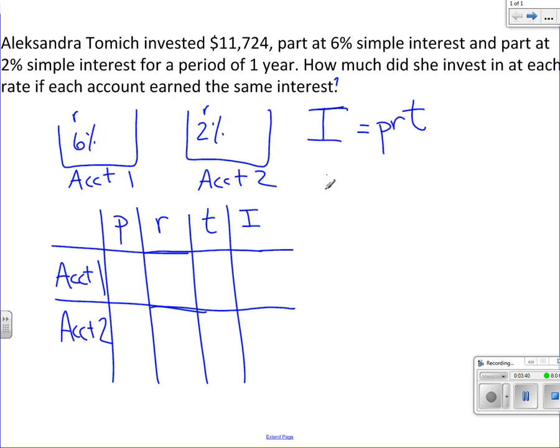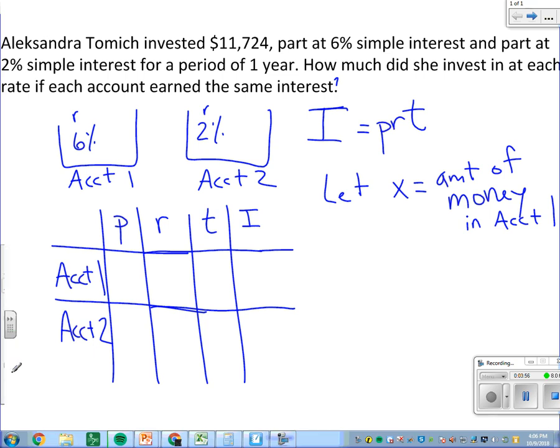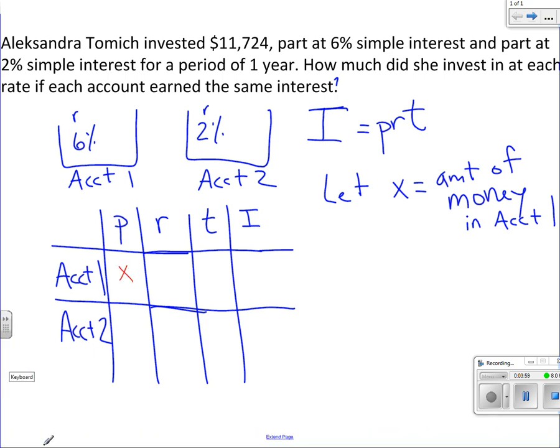So I would say, all right, no big deal. Let X equal the money in account 1. All right, so it's easy. In that box, I'm going to write an X. To get how much money she has left over, we take how much money she started with. She starts off with this amount, and she's going to put X dollars in account 1.